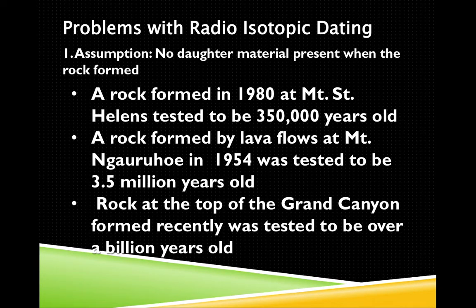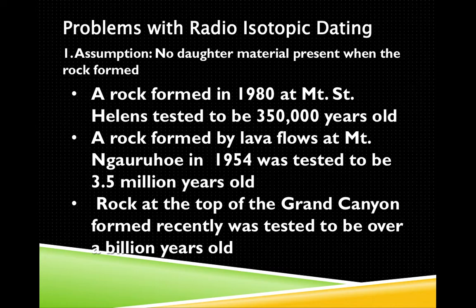And then another one is rock at the top of the Grand Canyon that was formed recently, was tested to be over 1 billion years old. Now, let me tell you about this rock. On the north side of the Grand Canyon, you have what's called the North Rim area. There's a big plateau there, and on that plateau is a volcano, and it's actually pretty close to the canyon. That volcano erupted at some point in the past. We're not exactly sure when it erupted. Then that rock flowed into the Grand Canyon and flowed over some of the sediments there.